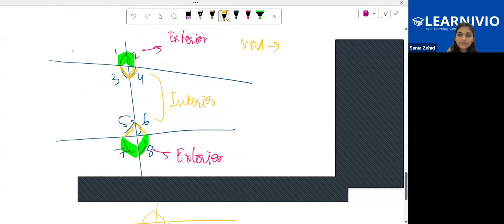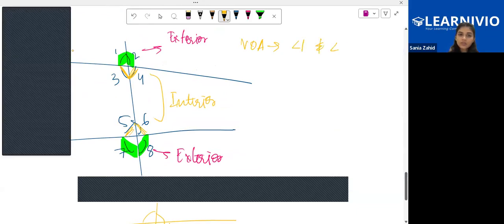Angle 1 and angle 4, angle 2 and angle 3, angle 5 and angle 8, angle 6 and angle 7. Okay. So these are all the pairs of vertically opposite angles.